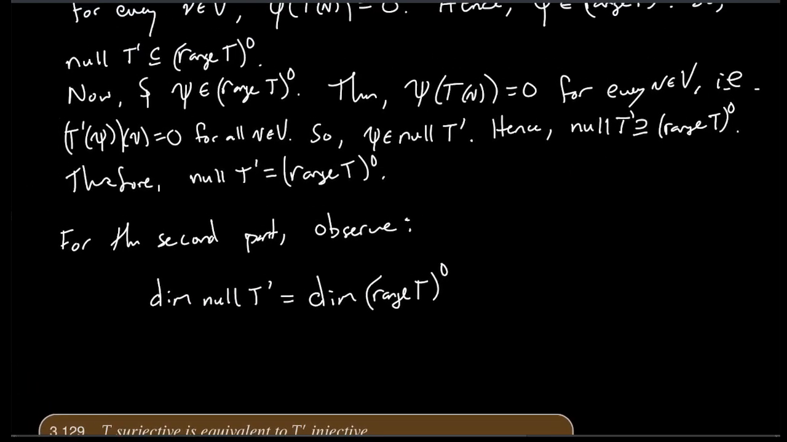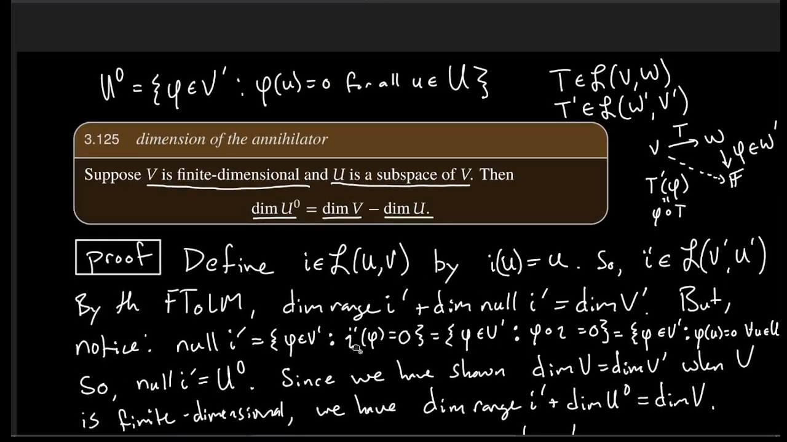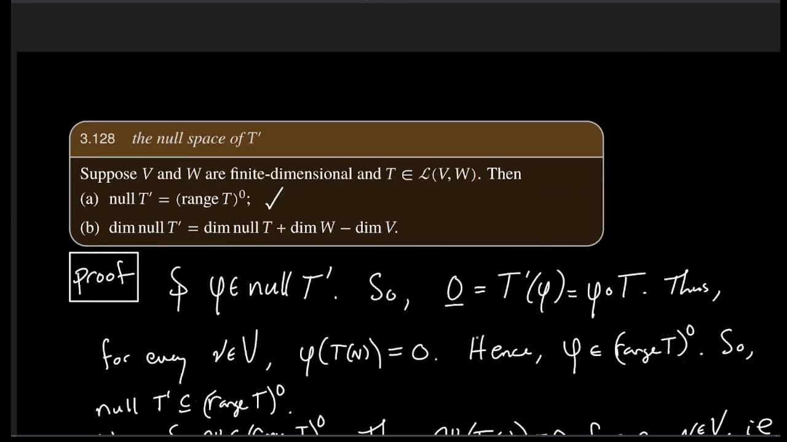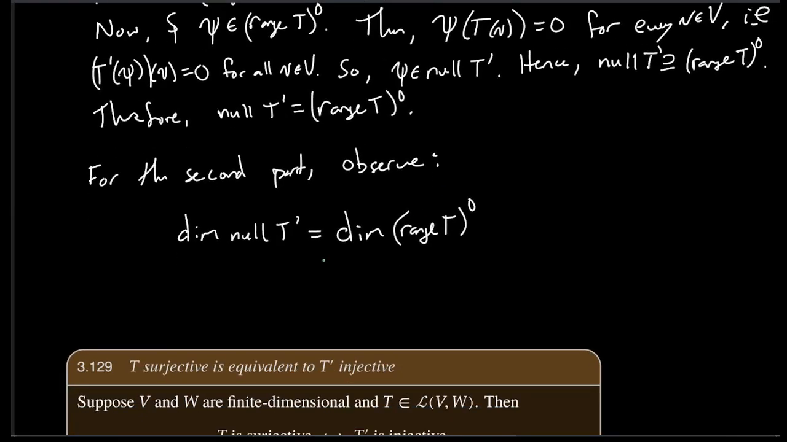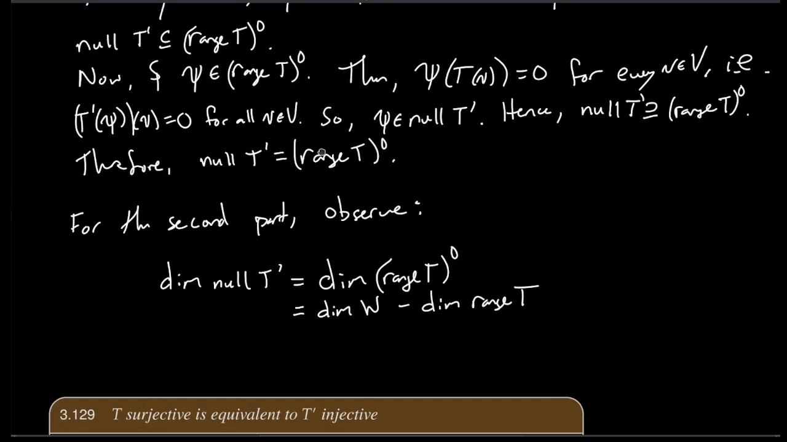But what did we show just a minute ago? Well, we showed that the dimension of the annihilator of something is the dimension of the whole space minus the dimension of that something. Okay, so the dimension of the range of T's annihilator will be equal to the dimension of W minus dim range T. Very cool.